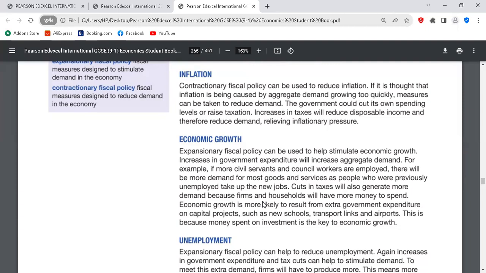To do this, government will spend more and cut taxes. If government is cutting taxes, government will cut corporate taxes. Profit will increase for firms. Firms will be able to expand. In the course of expanding, firms will be able to employ more workers. Employment will increase. Income will increase. Aggregate demand will increase. That's for economic growth. Is it clear?